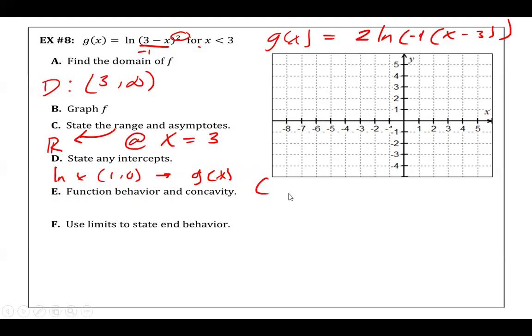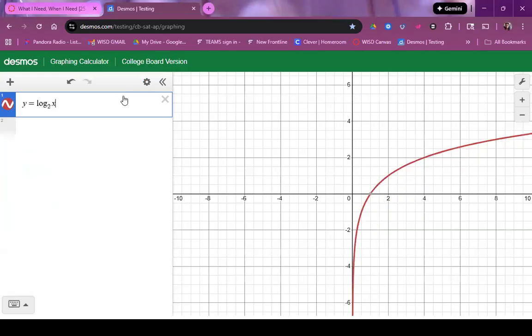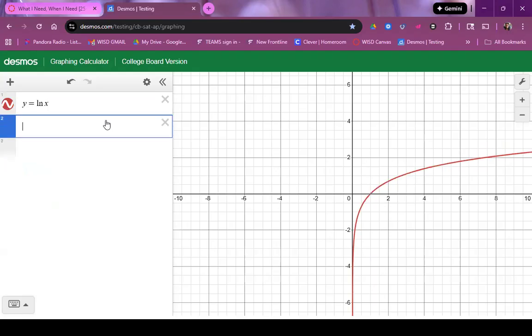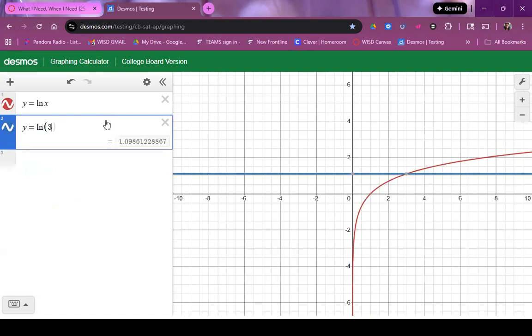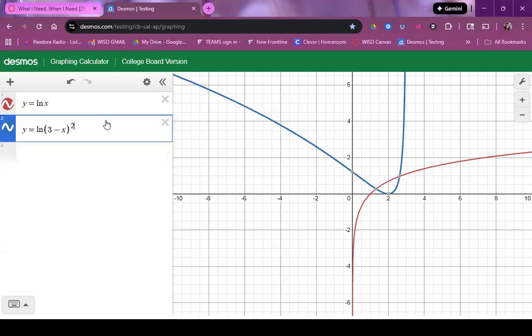So let's look at it on a graph. If I was a graph, where would I be? Right here. I'm going to finish this so that it'll be fully recorded. Natural log of x looks like this. We had y equals natural log of 3 minus x squared.